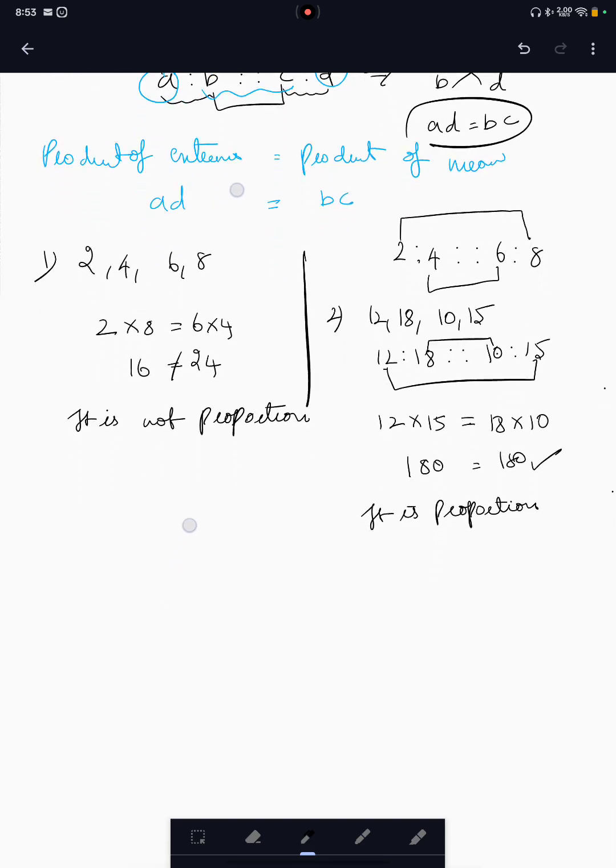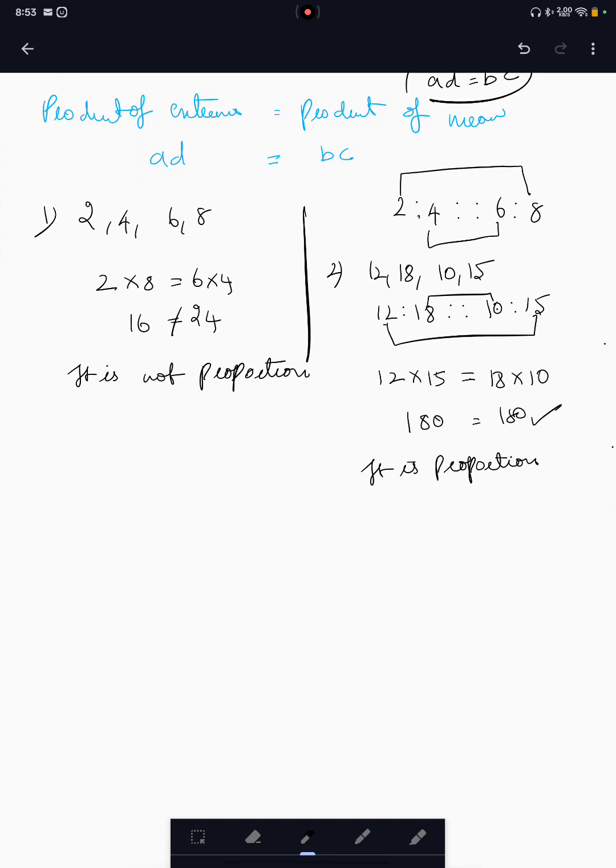If something is missing, if missing numbers are in proportion, find the value of x. See, now 3, 24, 5 and x are in proportion. They have given that they are in proportion. If they have given that, there is no need to worry about whether it is a proportion or not. It is already given as a proportion, right? So what will you do? 3 into x is equal to 24 into 5.